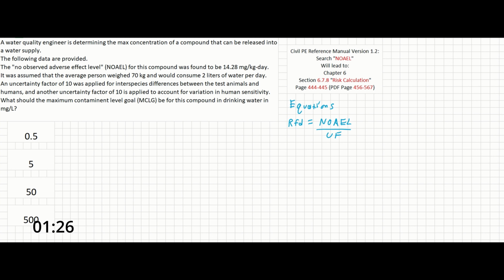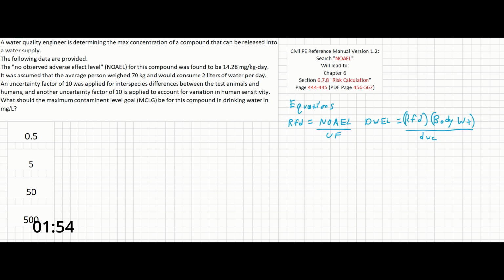The second is the DWEL, or drinking water equivalent level, which is the reference dose times body weight divided by drinking water consumption, or DWC to shorten that.